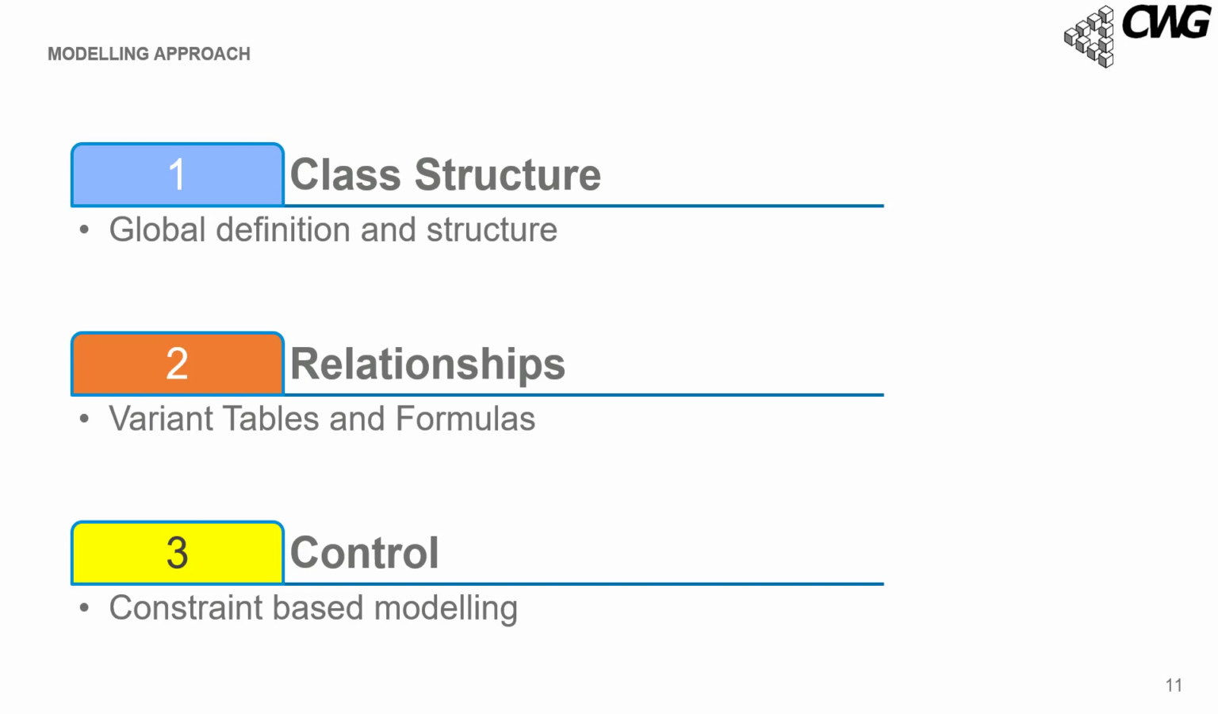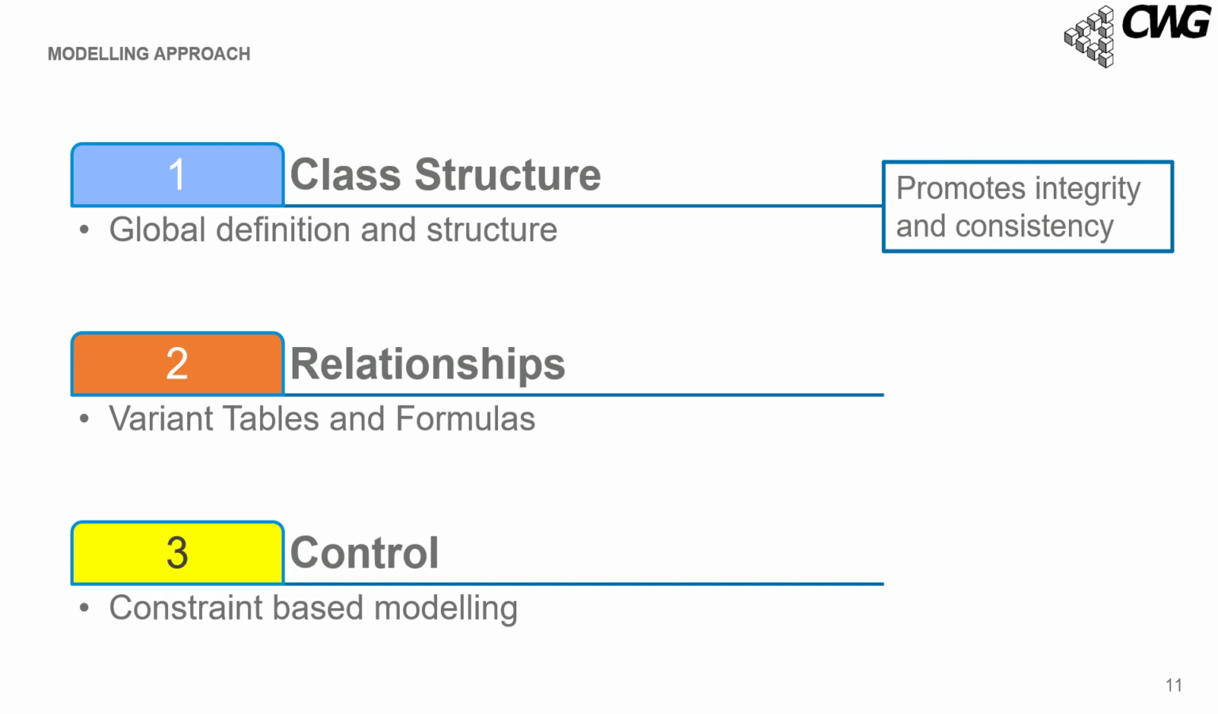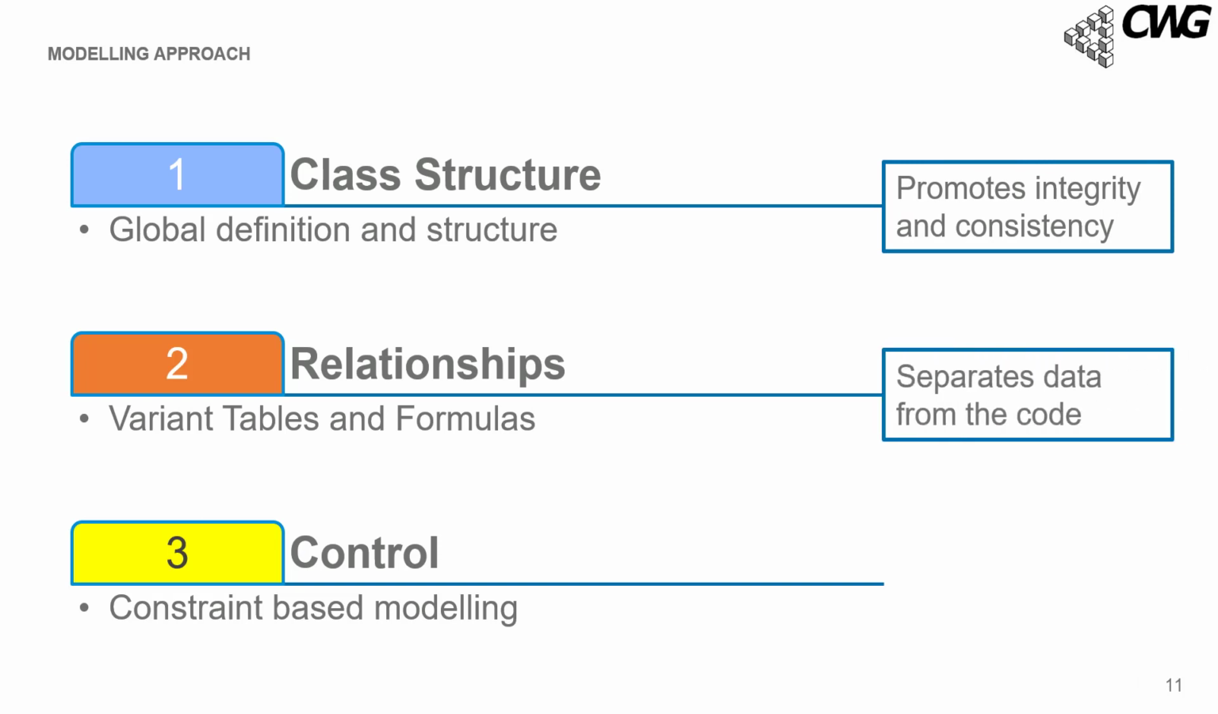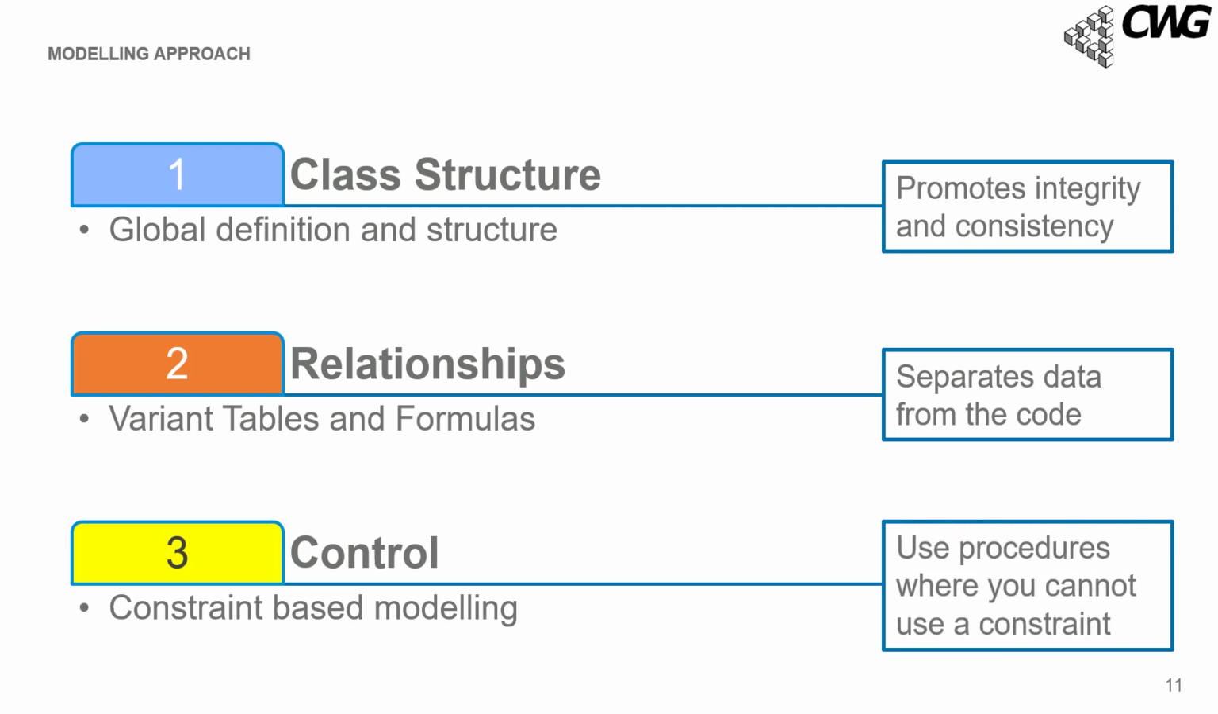This is your go-to modeling solution, and once you are thinking this way, it is easier to see the solution in terms of constraints. These three steps promote integrity and consistency. With variant tables, you're separating data from the code. This makes model changes a data exercise and not a coding change exercise in most cases. Use constraints before considering procedures. Procedures run and can be hard to debug.